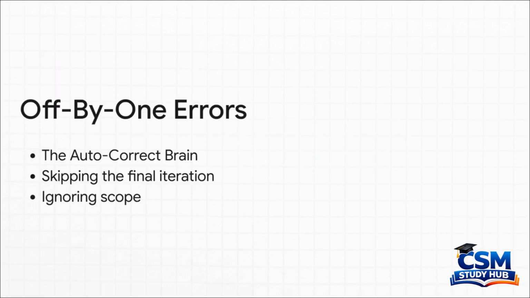And this mental projection is exactly what causes off-by-one errors. Your brain acts like a super aggressive autocorrect. Say you meant to write less than or equal to, but you only typed less than. Your brain will literally read it as correct because that was your intent. It'll trick you into skipping the final loop iteration or ignoring that a variable scope resets inside a loop. These silent, invisible logical errors are what completely tank your exam scores.